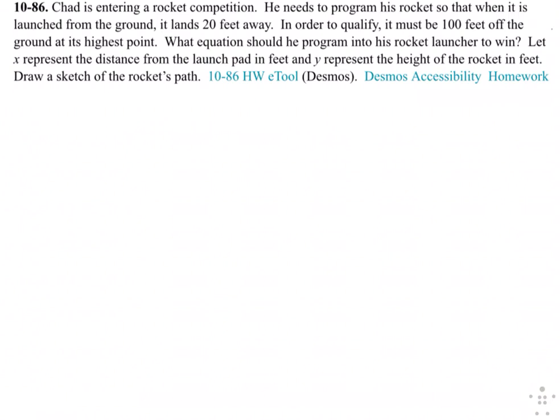Okay, so Chad's entering this rocket competition. So I'm going to draw a picture because that's going to help me visualize what's happening here. He shoots this rocket not straight up. He kind of shoots it in this parabolic motion, and it starts at 0, and it has to land 20 feet away. So this is 20.